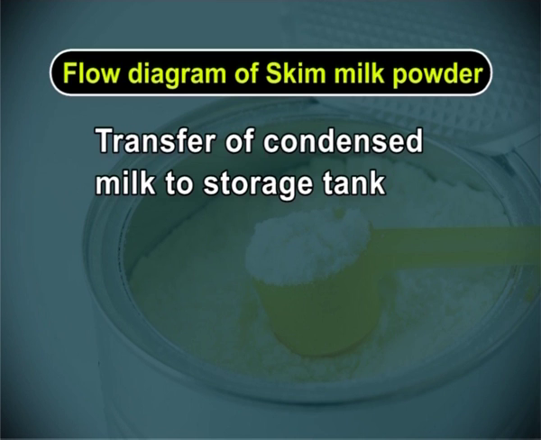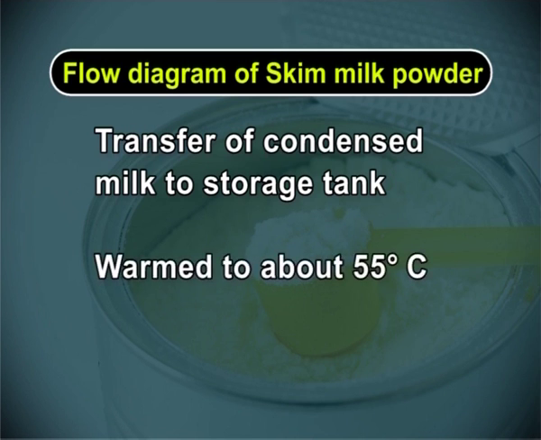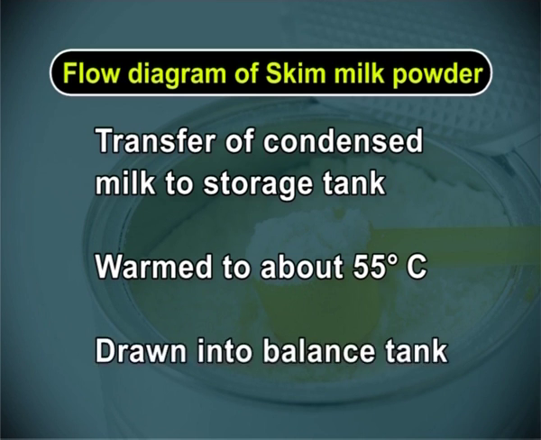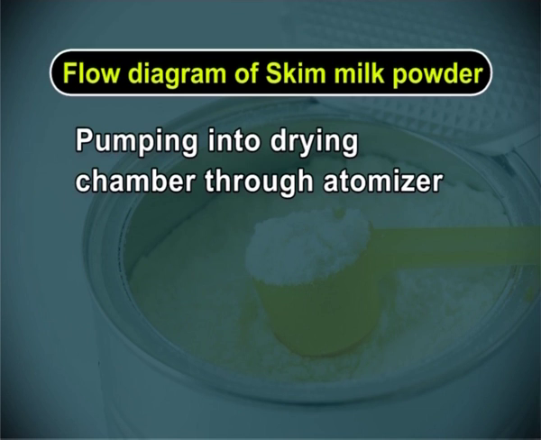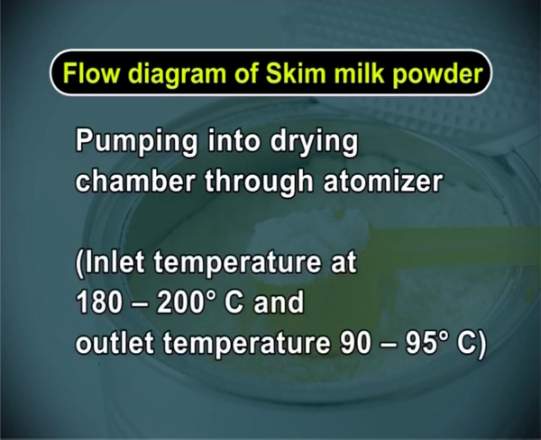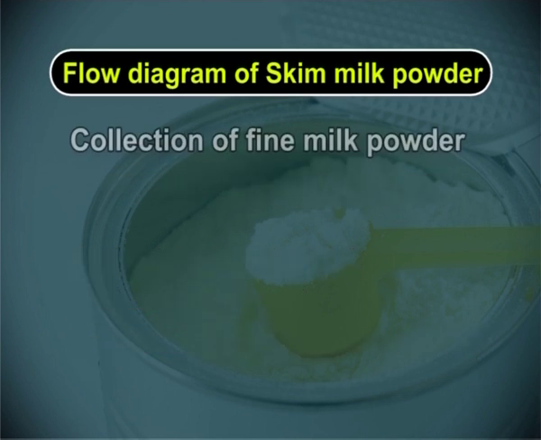Transfer of condensed milk to storage tank. Warmed to about 55 degrees centigrade. Drawn into balance tank. Pumping into drying chamber through atomizer. Inlet temperature at 180 to 200 degrees centigrade and outlet temperature 90 to 95 degrees centigrade. Collection of fine milk powder.